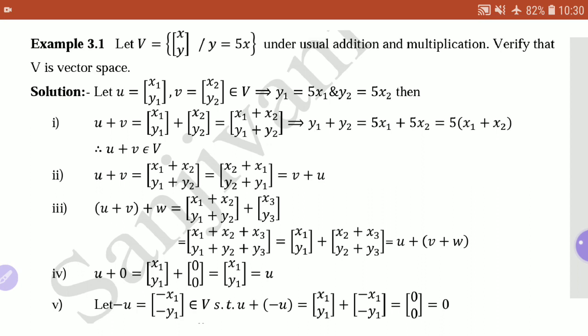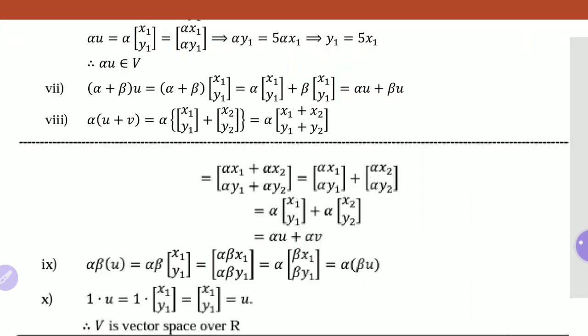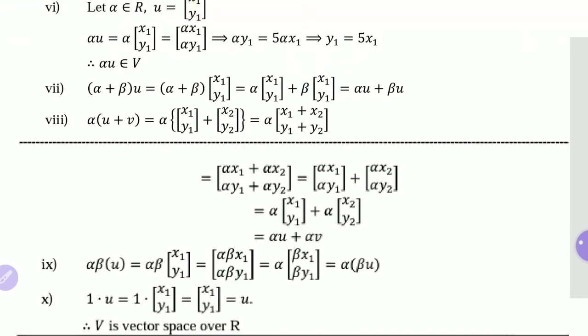Now these are the 5 properties of the vector addition. Now let us check the remaining 5 properties regarding scalar multiplication, whether the elements of this set V satisfy those 5 properties or not, that we have to check. So for that purpose, let alpha belong to R. We have considered one real number, alpha belongs to R, and u we have taken from V.